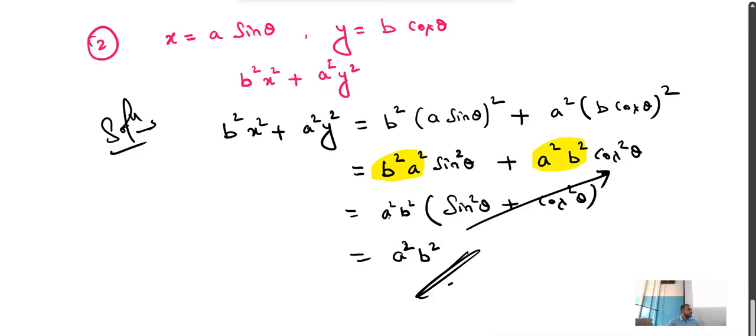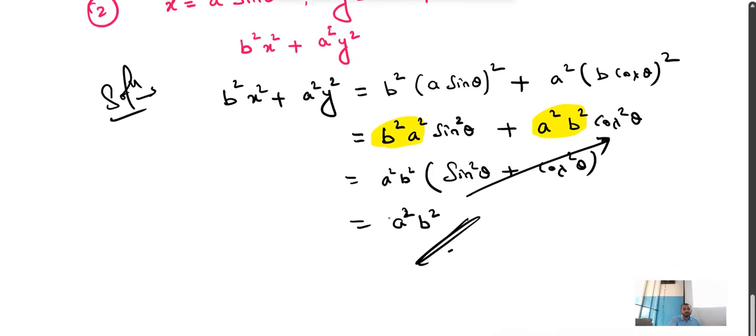Now what is the value of this? a square into b square. Any doubts? No? Very good. Clear? Yes, you can expect this type of questions. Next question. Can you try this on the same method, on the same topic? One problem. Make a note.